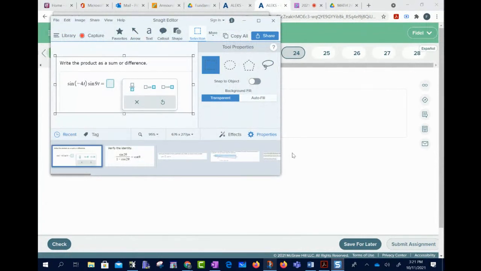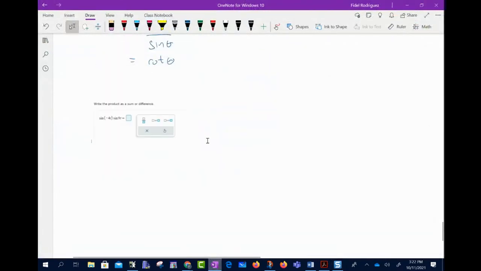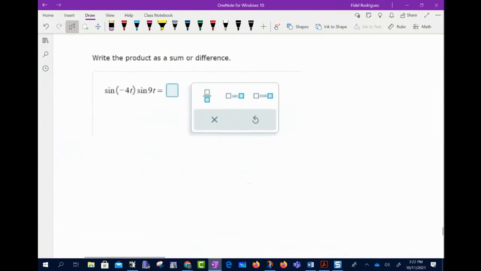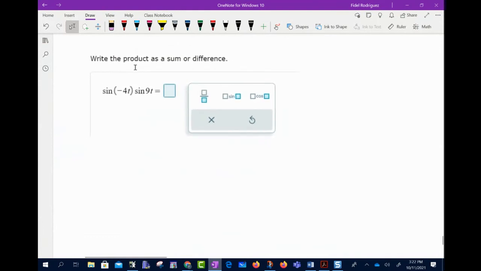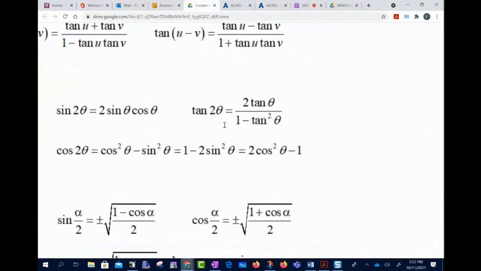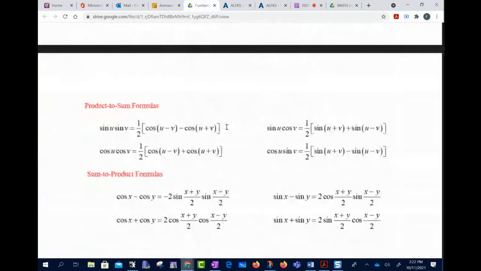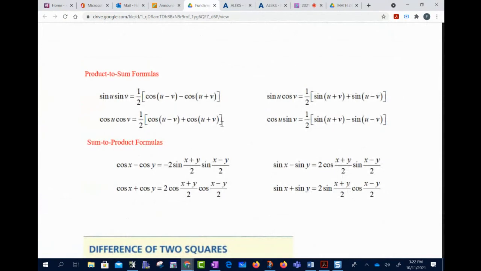Write the product as a sum or a difference. So look, I'm going to come back over here. Let's paste this thing in here, right? Here we go. Okay, so look, what I like about the problems, y'all, is they're telling me exactly what to do. Write the product as a sum or difference. So I'm going to come back to my formula sheet, right? Okay, so look what it is, product to sum formulas, right? This is what we're kind of looking for.